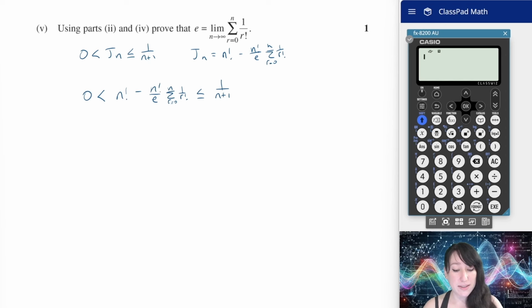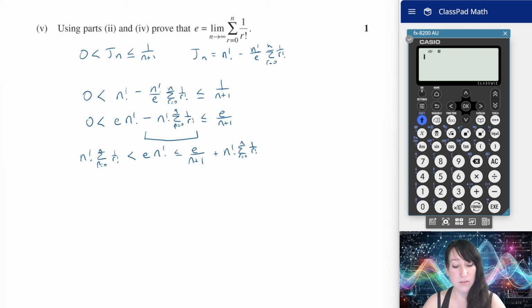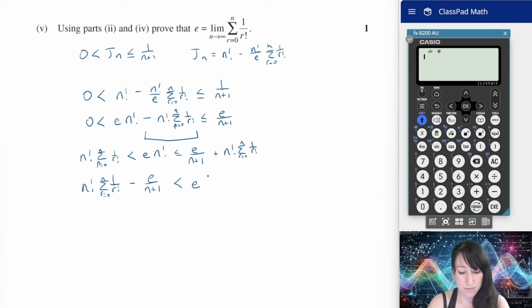Now we want to solve for e, since this is proving something about e. Let's multiply everything by e. And then we'll add the term with a summation. We'll subtract the e over n plus 1 to get the e terms together. Let's divide everything by n factorial, so on the right-hand side, we just have the summation.